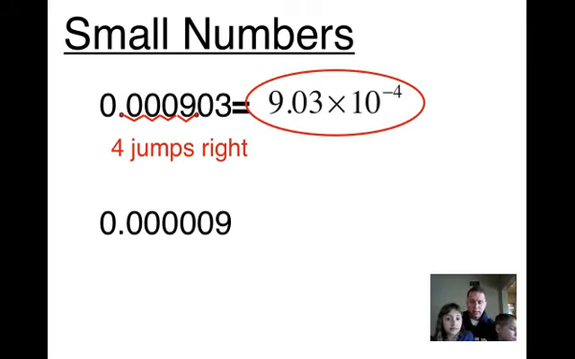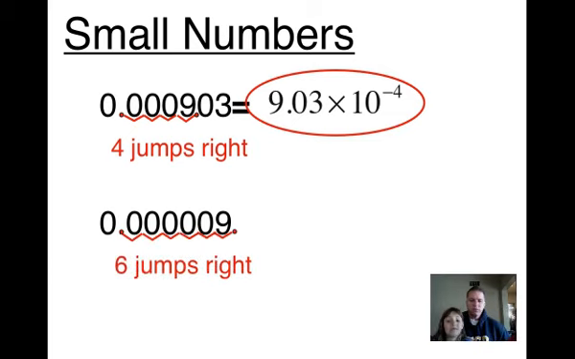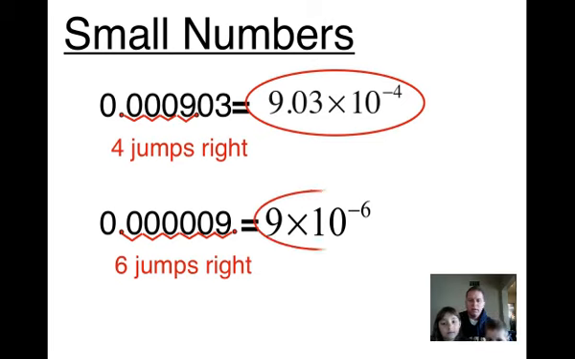All right. So for our next number, Gabby, where are we going to move the decimal to? We're going to move the decimal to the first non-zero number, which is the 9. It's going to go at the end. So let's count 1, 2, 3, 4, 5, 6. We're going to move 6 jumps to the right, so I think it's a negative 6. Very good. So it's going to be 9 times 10 to the negative 6. Okay? And that's our answer.